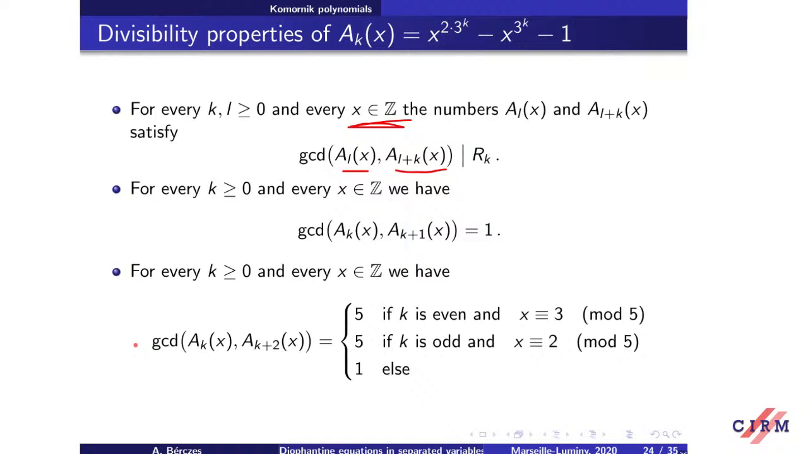So this way, for polynomials with index close to each other, we can compute the GCD, or we can prove how much is the GCD. If they are consecutive indices k and k plus 1, then the GCD will always be 1. And if between the indices the difference is 2, then the GCD is either 1 or 5.